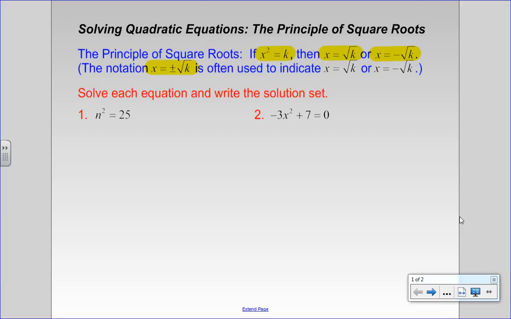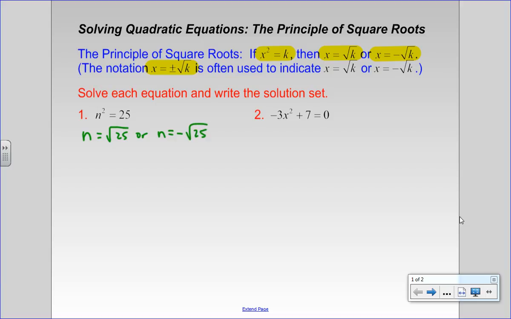In problem number 1, we have n squared equals 25. Now, it would certainly be possible to solve this equation by factoring. We could subtract 25 on both sides and then set one side equal to 0 and then use the zero product principle. However, since we have a perfect square, n squared, on the left-hand side, let's use the principle of square roots. If n squared equals 25, then we know that either n equals the square root of 25 or n equals the opposite of the square root of 25.